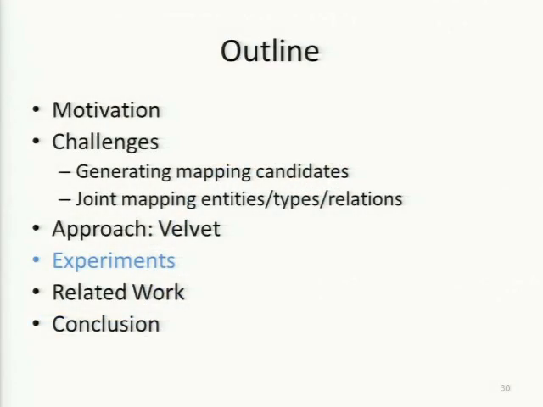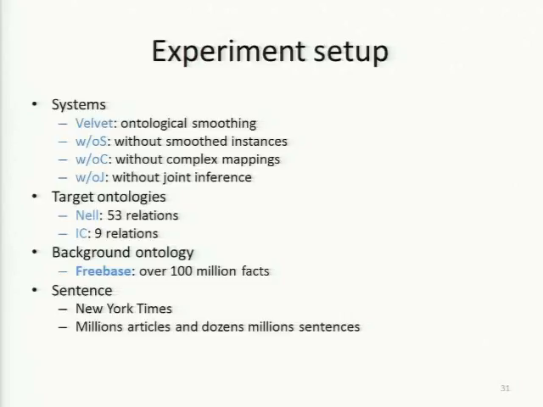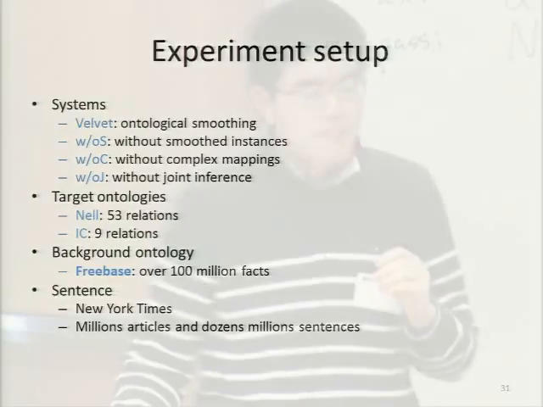Here is our experiment. We compare our system, Velvet, against three baselines: taking the joint inference away, taking the complex mapping away, and taking the smoothing instance away from our system. We do the experiment on two target ontologies, NELL and IC. NELL has 43 relations, and IC has 9 relations. We use Freebase, which contains about 100 million facts, as our background ontology. We run on unlabeled sentences from the New York Times, which contains millions of articles and about 50 million sentences.